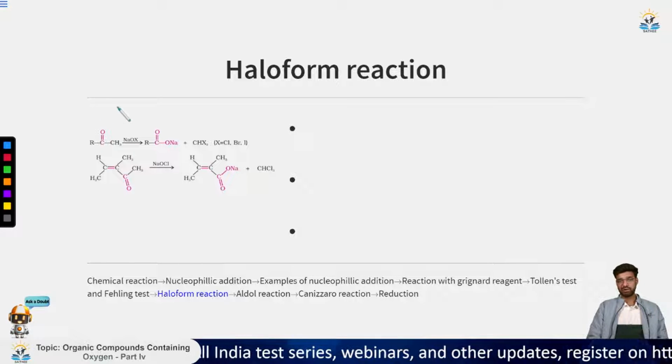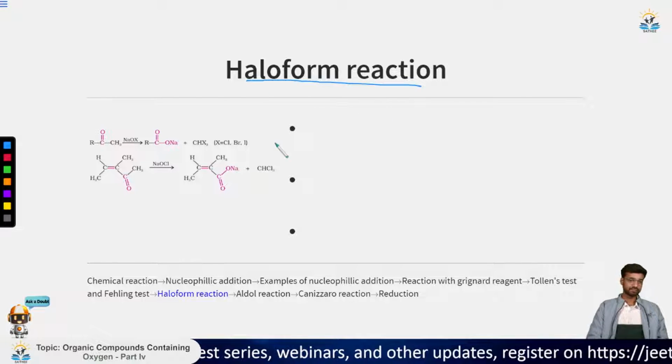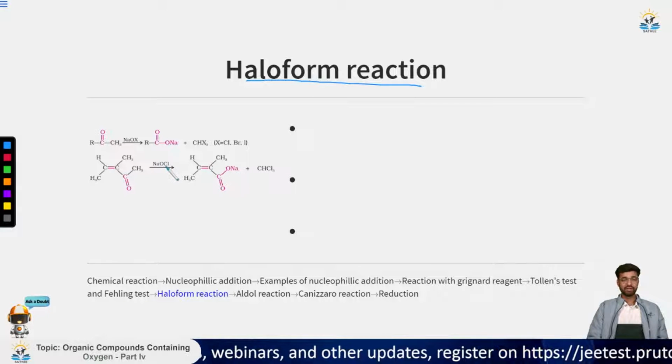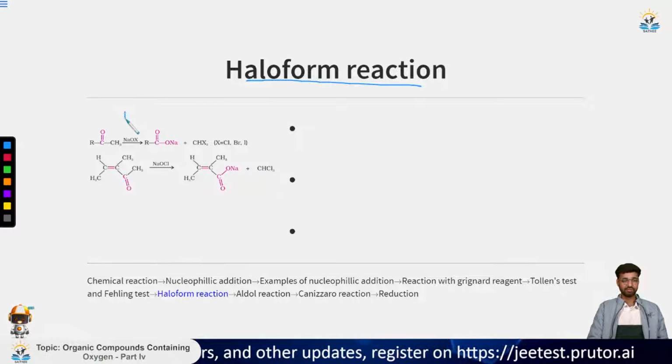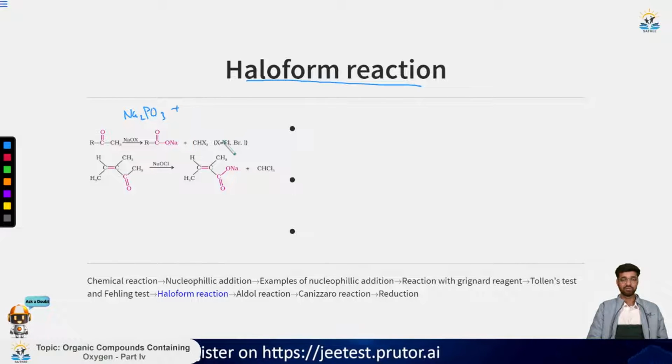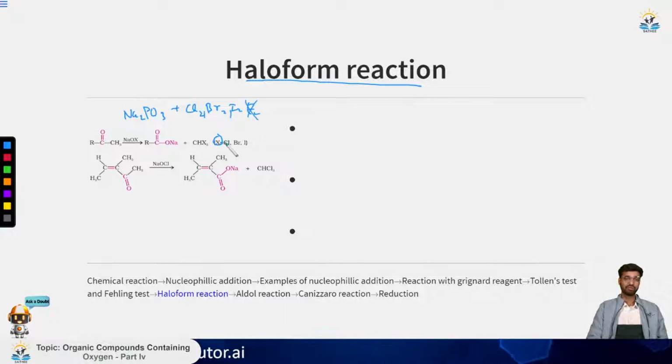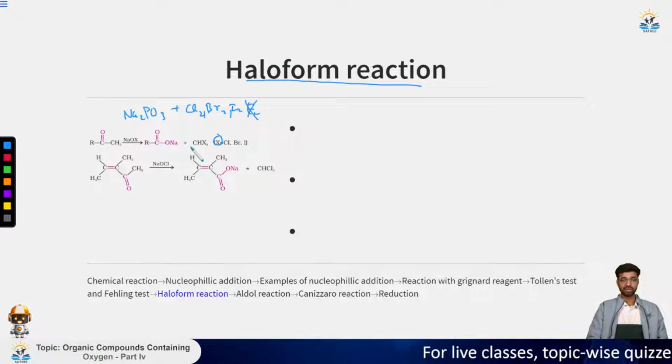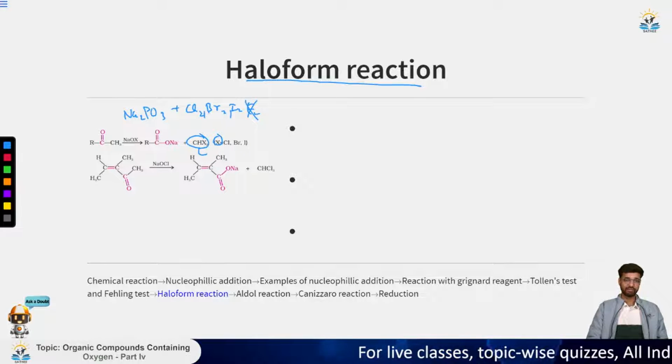Now let us move to another test. This test is also very important. It is called the haloform reaction. What we do is we take sodium hydroxide plus a halogen, which is either Cl2, Br2 or I2. F2 cannot be included. F2 is not suitable for this haloform reaction. Now the reaction will proceed and it will again give us the salt of the carboxylate ion, sodium carboxylate salt, plus haloform. This is the haloform that we are having.